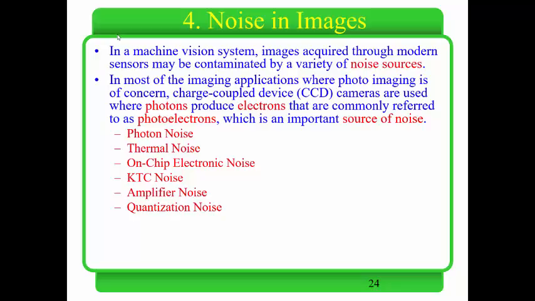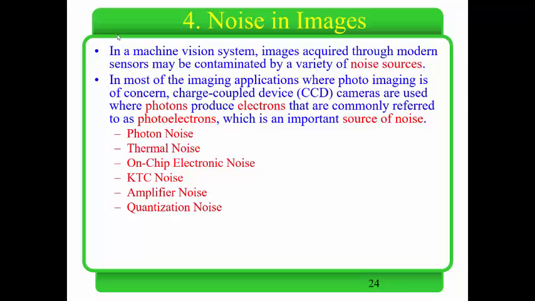So here we say that in a machine vision system, images acquired through modern sensors may be contaminated by a variety of noise sources. In most of the imaging applications where photo imaging is of concern, we use cameras that are called charge-coupled devices. These charge-coupled devices are electronic devices. And when we talk about electronic devices, this means that we have electric signals, so some noise can be added due to different reasons. Here we say that we are dealing with photons that produce electrons.